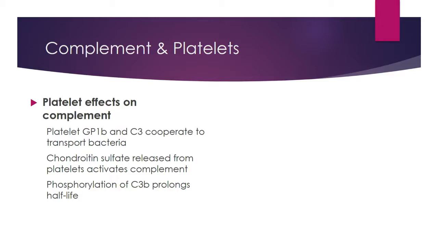So that's complement and coagulation. We also have complement and how it affects other pathways important in hemostasis. That includes platelets and fibrinolytic pathways. So on platelets, platelets can activate complement or interact with complement. So platelets through GP1b and C interact with C3 and transport bacteria for clearance. Chondroitin sulfate released from platelets also activates complement, and then phosphorylation of C3b is known to prolong its half-life so that it becomes more active.